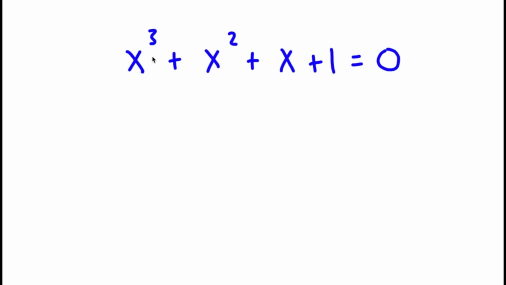Alright, so I have x to the power of 3 plus x to the power of 2 plus x plus 1 is equal to 0. So I want to find the value of x.